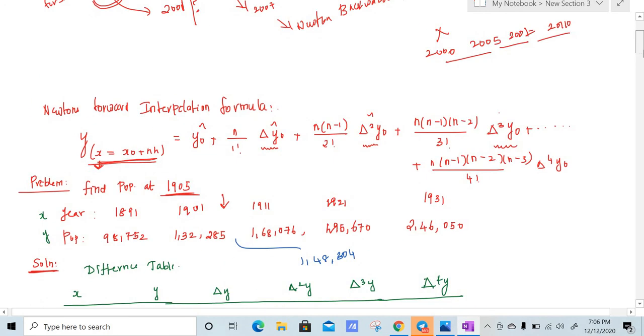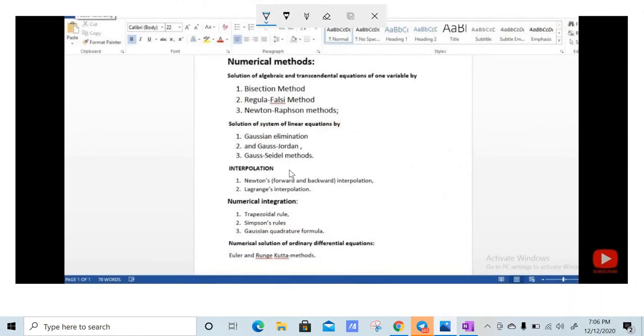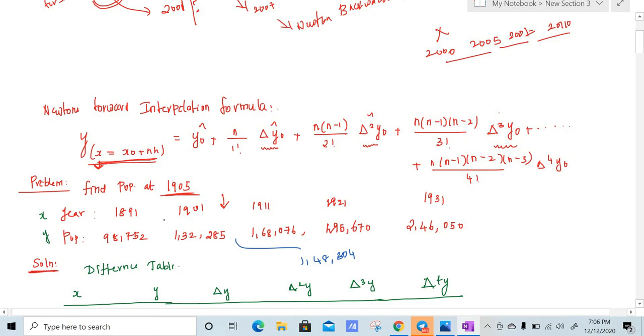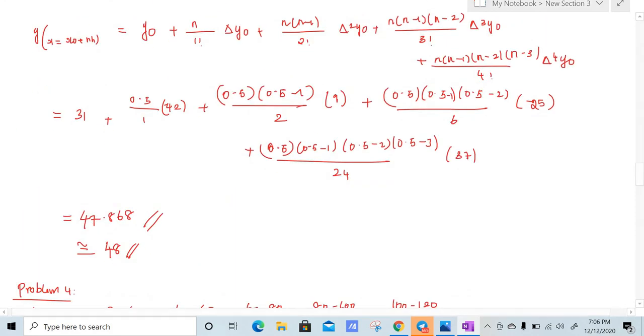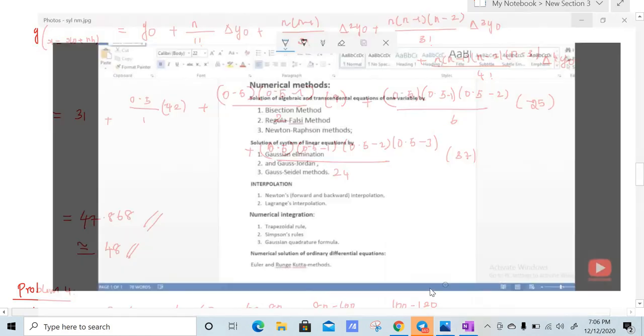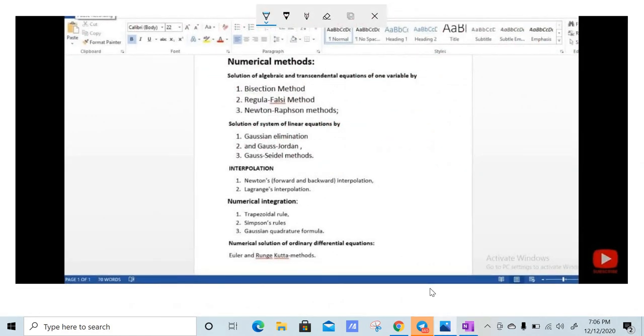Next class, we will see Lagrange's interpolation formula, where again we are going to find exactly the same thing, but the interval width will be different. Here the interval width is the same, but in Lagrange's the interval width need not be the same, right? With that we will finish interpolation, and then we will go on to numerical differentiation and numerical integration, right?